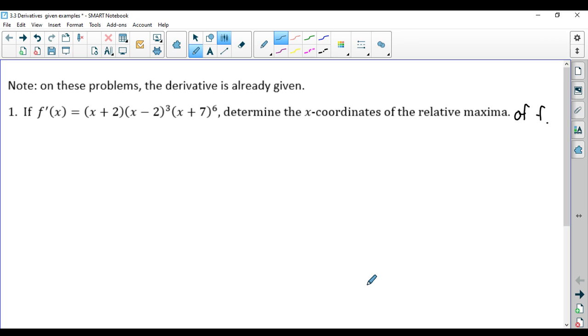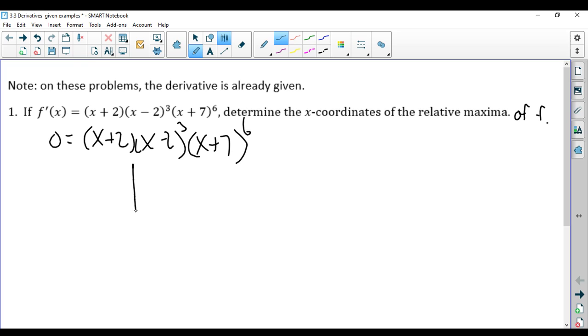We're given f prime, and we're looking for the x coordinates of the relative maxima of f. So you do it the same way we've always been doing it. We look for the critical numbers of f first, which is where the derivative equals 0. Since we're already given the derivative, we set that equal to 0. We find the critical numbers. It's already factored, so that's pretty simple.